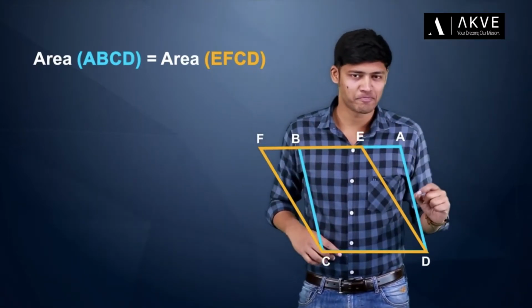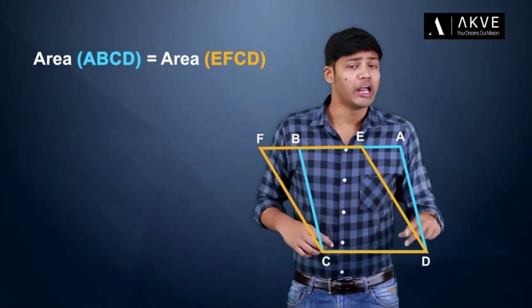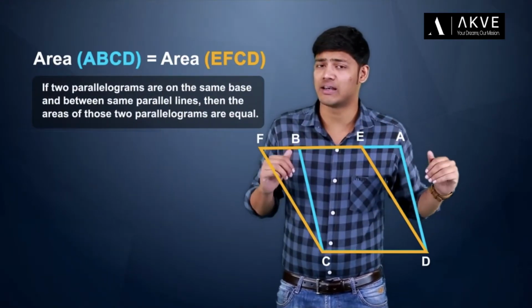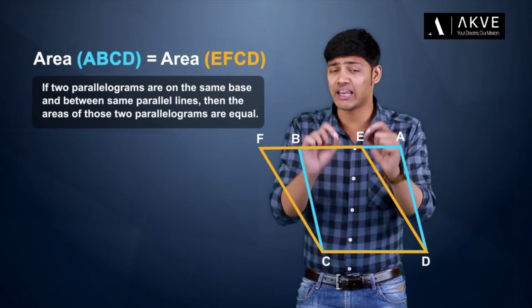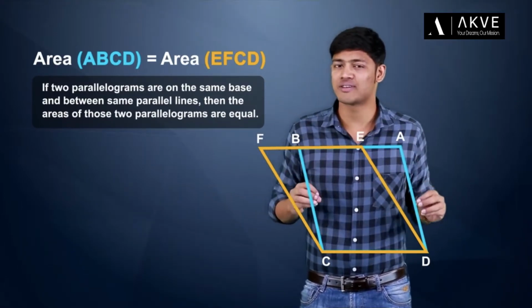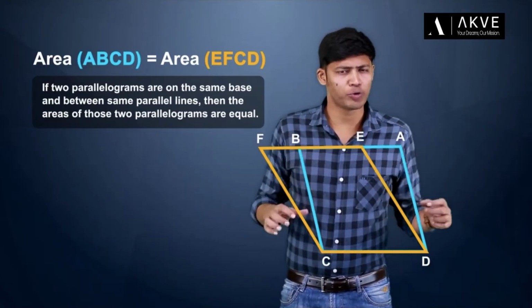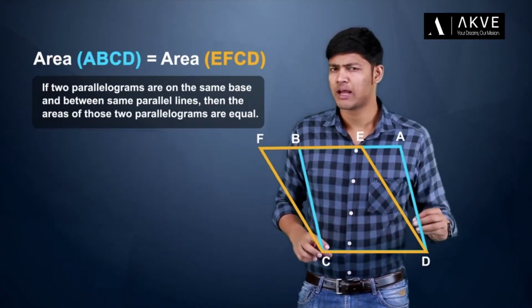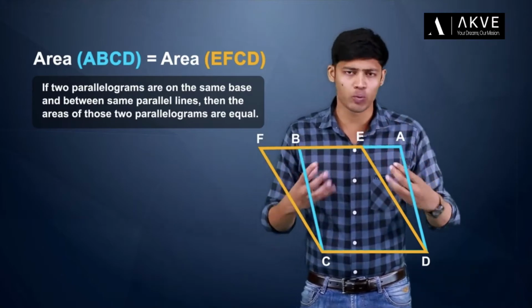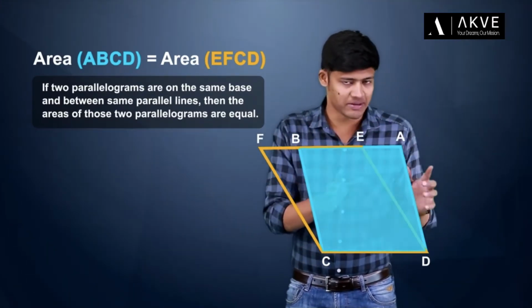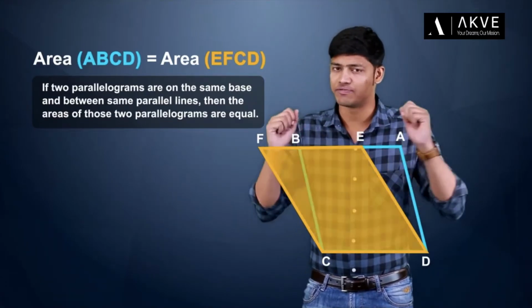Let's prove it. So we are going to prove that if two parallelograms are on the same base and between the same parallel lines, then the areas of those two parallelograms are equal. It's quite intuitive, right? We don't need any formula for this. Let's start by writing what we want. We want the areas of the parallelograms ABCD and EFCD.